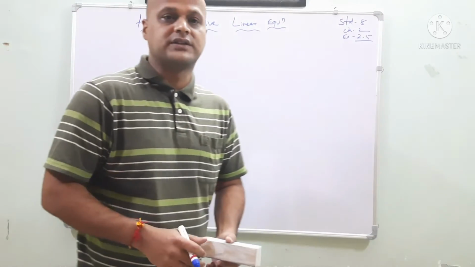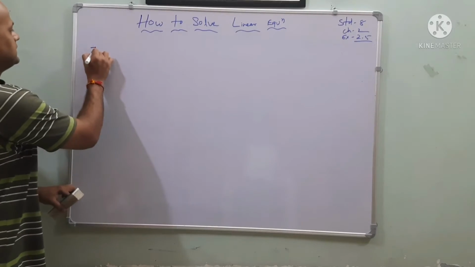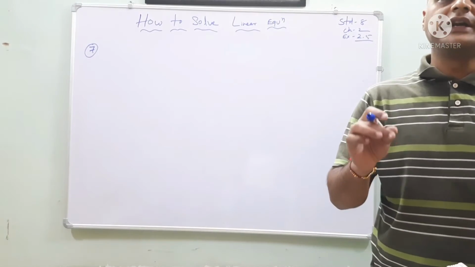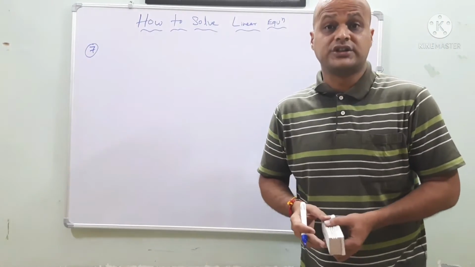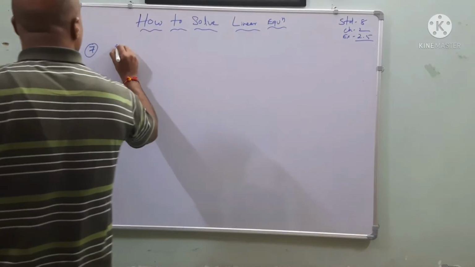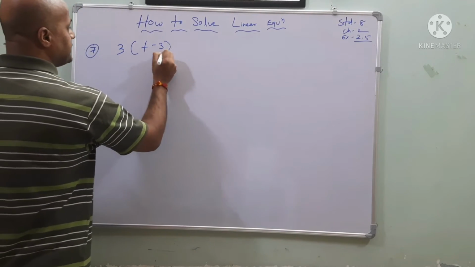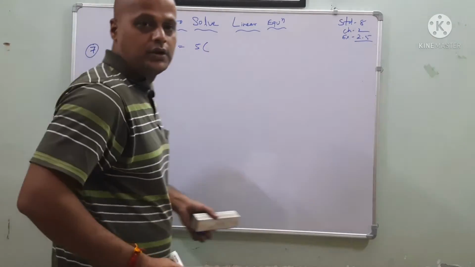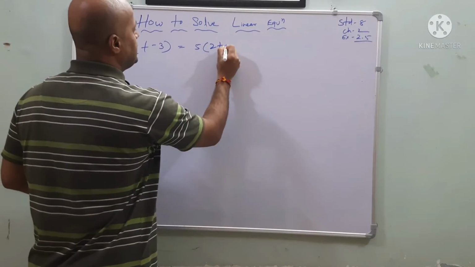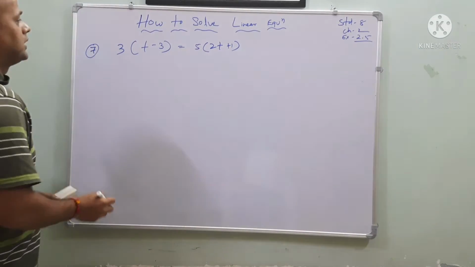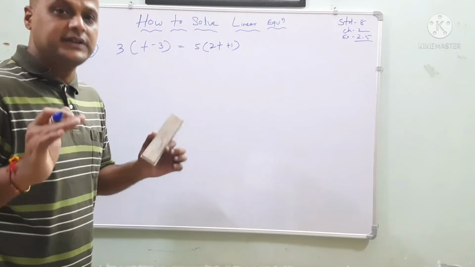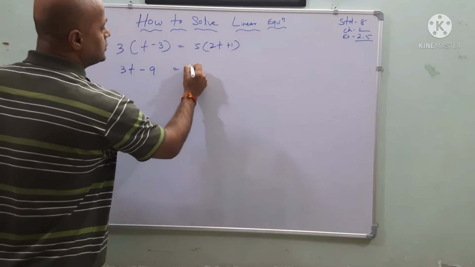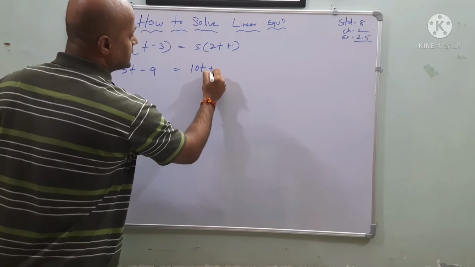Okay. So what is the next one? 7th number. What is it saying? 7th number is saying: simplify and solve the following linear equation. What is the equation given? Just read it. 3 into t minus 3 is equal to 5 into 2t plus 1. Okay. So what do you have to do in the first step? Yes, take out the brackets. 3t minus 9 is equal to 10t plus 5.